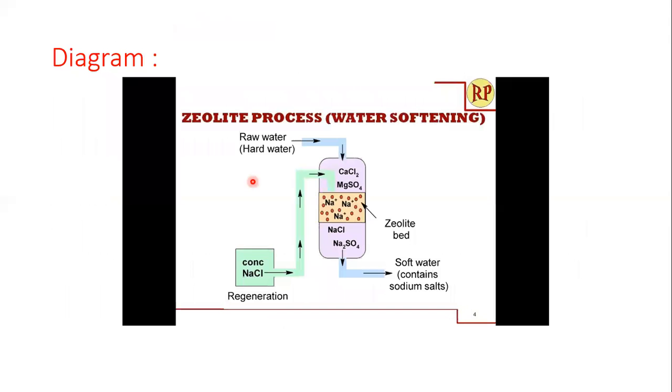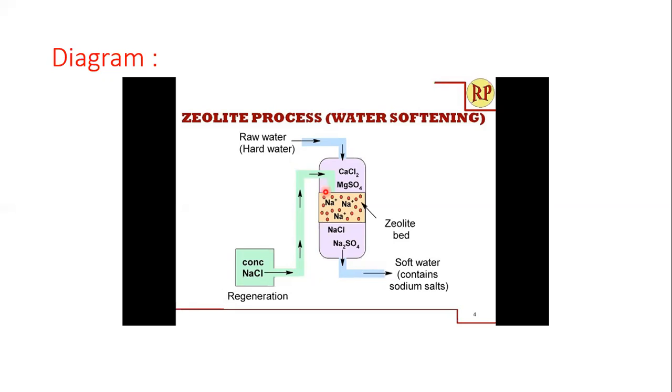Now look at the diagram of the sodium zeolite process, which is used for water softening. Here we have the sodium zeolite bed. There is one inlet to enter the raw water or the hard water. The second inlet is to enter the sodium chloride that we use for the regeneration process. And there is one outlet from where we can collect the soft water, which contains the sodium salt.